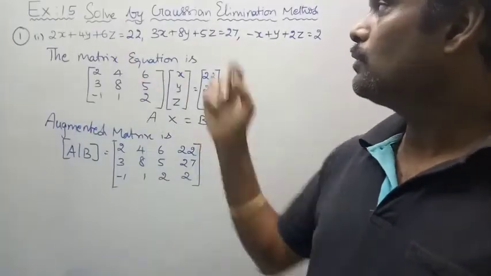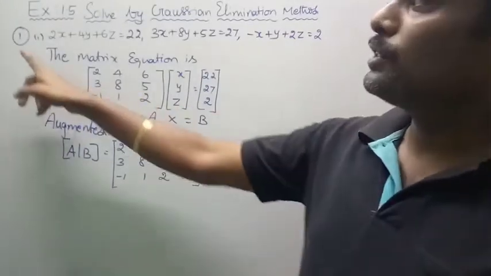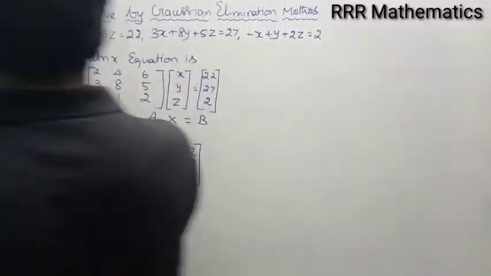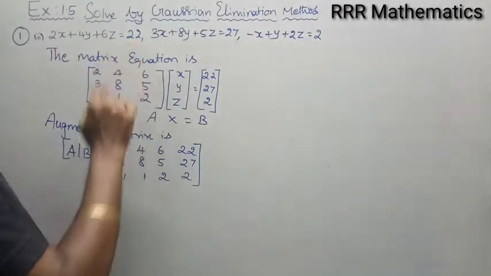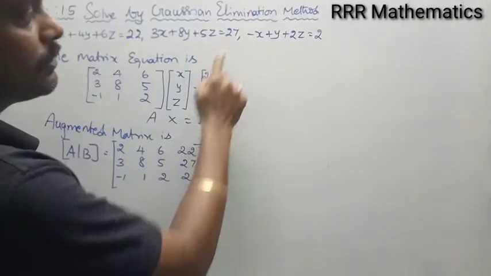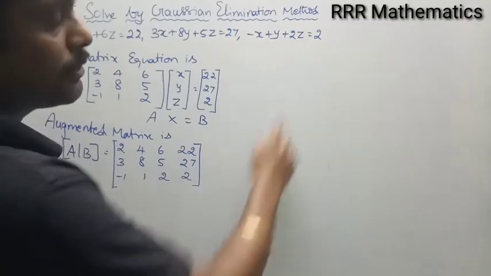Exercise 1.5, solve by Gauss elimination method. Question number 1, second subdivision. We have 2x plus 4y plus 6z equal to 22, 3x plus 8y plus 5z equal to 27, minus x plus y plus 2z equal to 2.